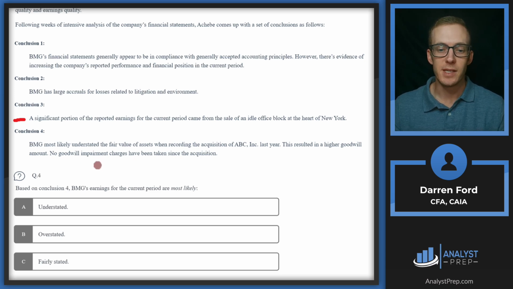So if we did take impairment, this is going to be something that would have lowered our earnings. So by not taking any impairment charges, we're basically not taking that expense, and so we're showing higher earnings than if we took that goodwill impairment. So therefore, our earnings are going to be higher than they maybe should have or would have been stated, so the answer will be B, overstated.